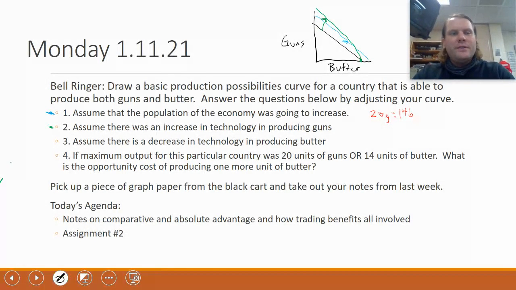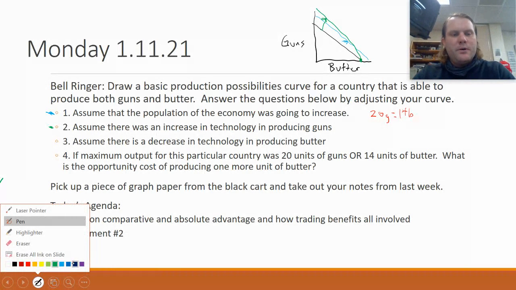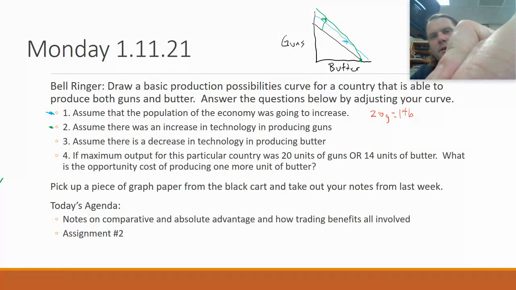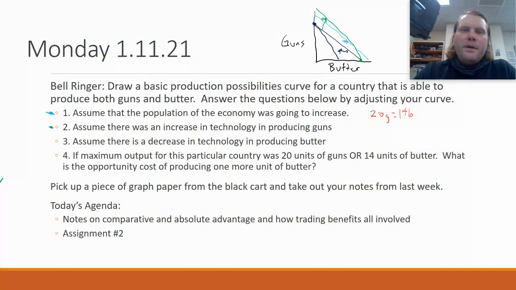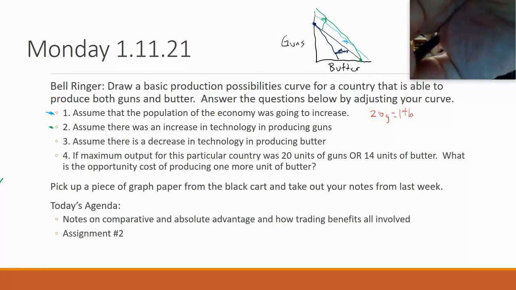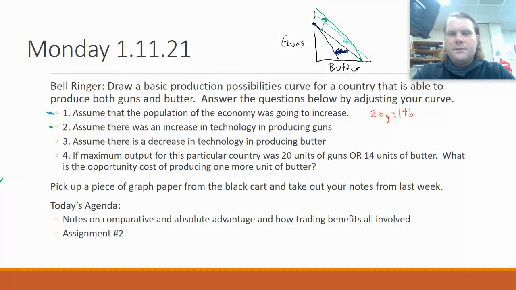If we have a decrease in technology in producing butter, that's simply going to mean that it's not changing what we can do for guns, but we have a decrease in technology. I don't know, maybe we lose the ability to refrigerate butter for a long time. Whatever the case might be, we're going to shift our butter line to the left. We can produce less there.